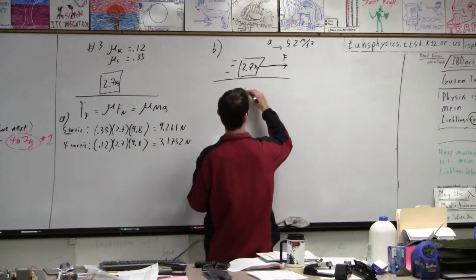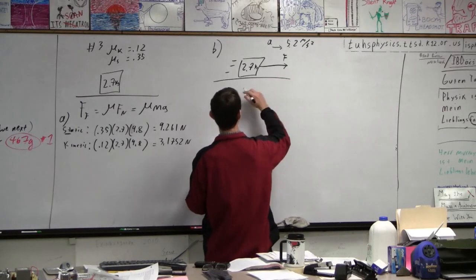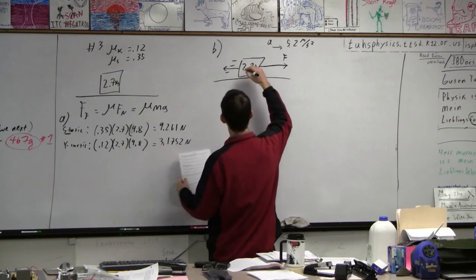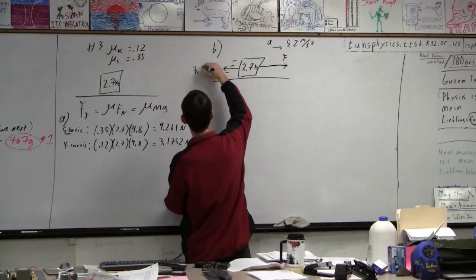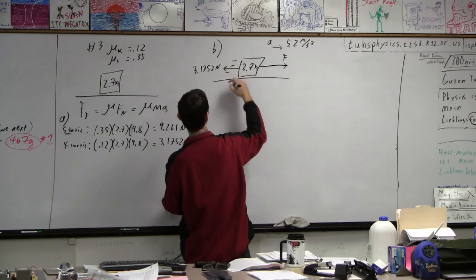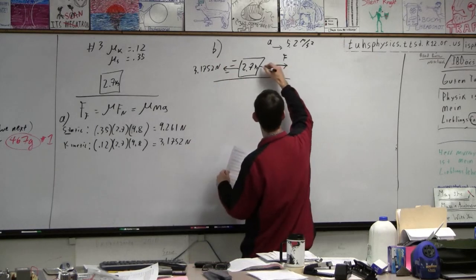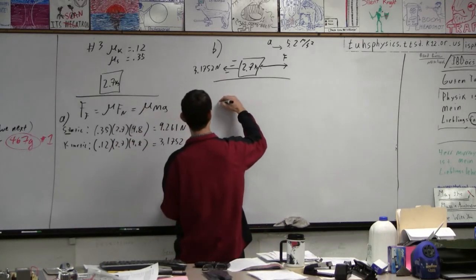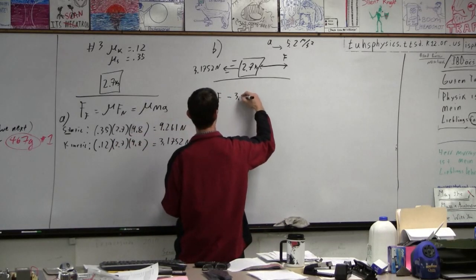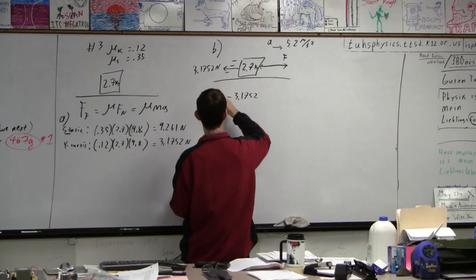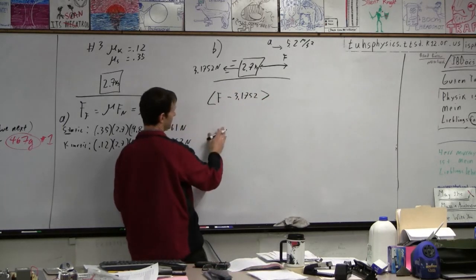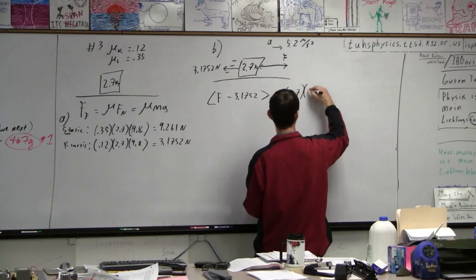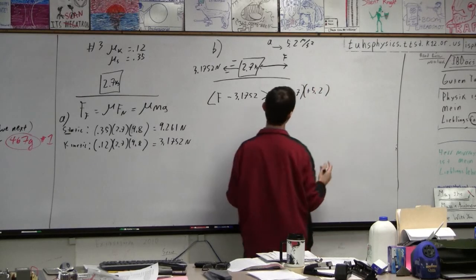Okay, so we can set this thing up. We know that the force acting this way is going to be the kinetic friction. So we know that there's 3.1752 newtons acting this way. Unknown force, we'll pretend we don't know it's to the right even though it has to be. And we'll say force minus 3.1752. Those are all the forces in the horizontal direction, and that equals 2.7 times positive 5.2.